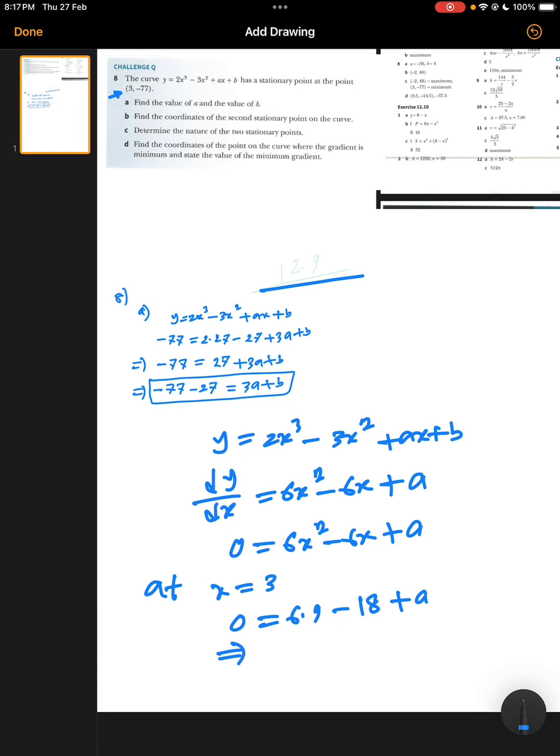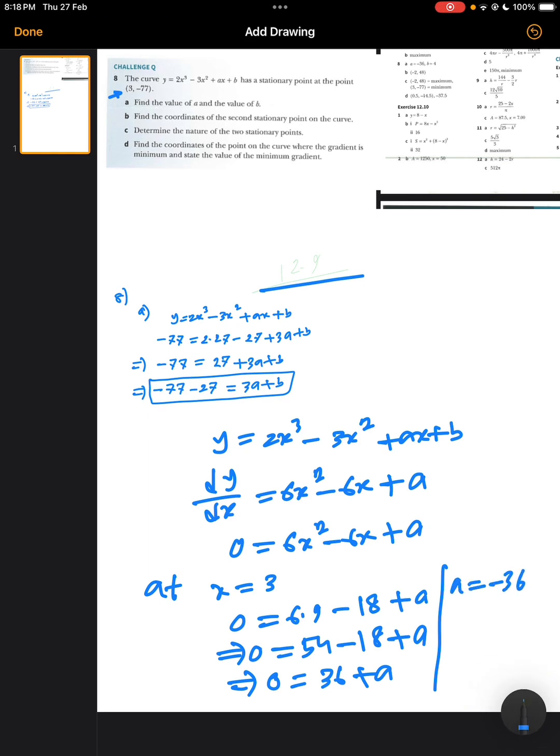So 0 equals 54 minus 18 plus a. So 0 is equal to 36 plus a. Okay, 54 minus 18, is it 36? Yeah, it is. So a is equal to minus 36. Yeah, the answer is correct.